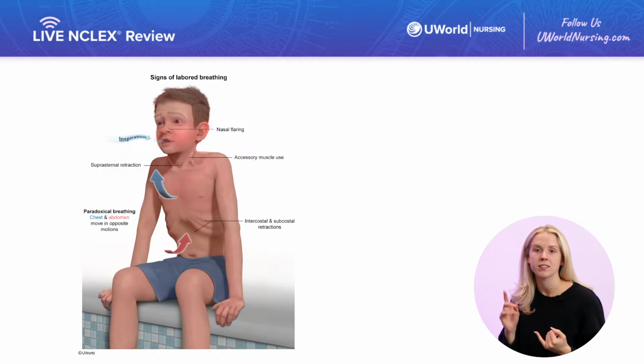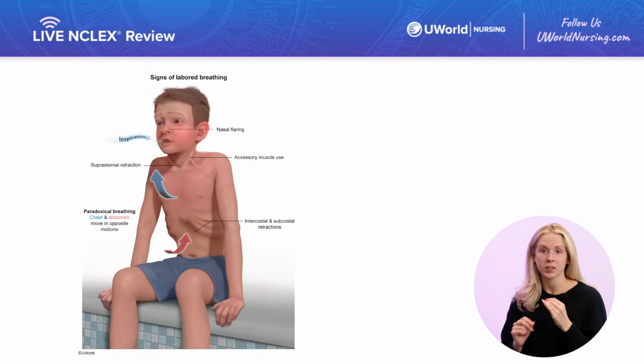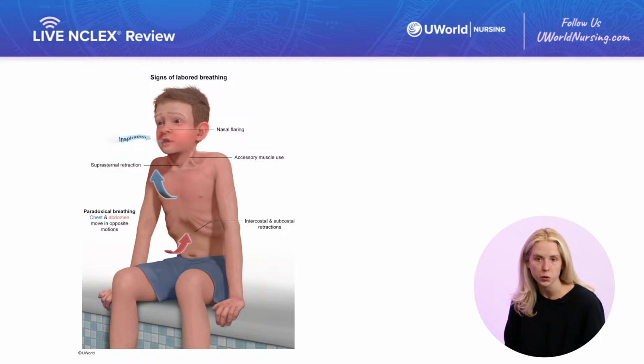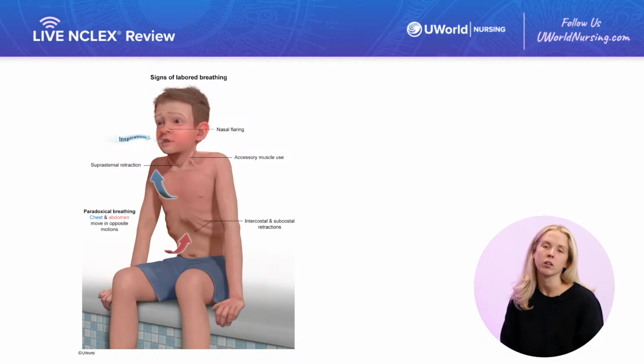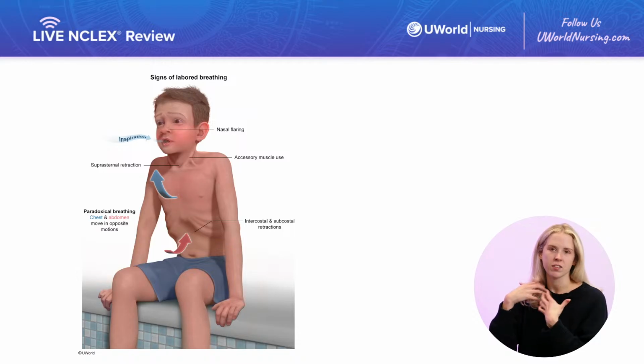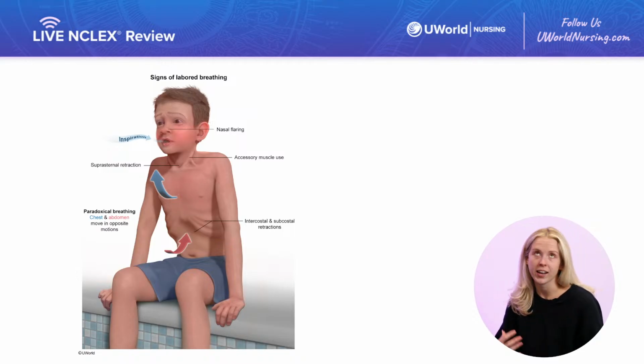and the abdomen. So retractions that happen in between the ribs are referred to as intercostal retractions. Those that happen below the ribs, where the ribs meet the abdomen, are called subcostal retractions. And lastly, right above the neck here, kind of in that shoulder clavicle area, we'll see those suprasternal retractions.